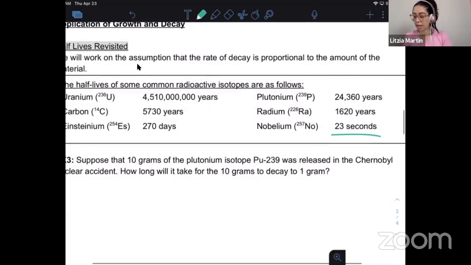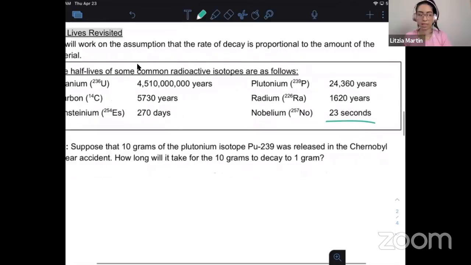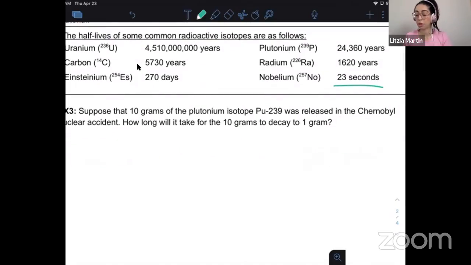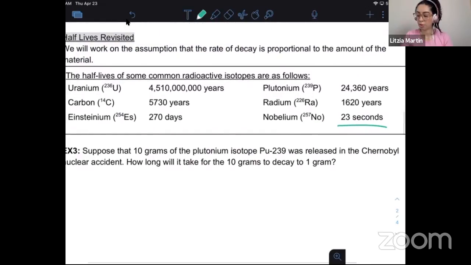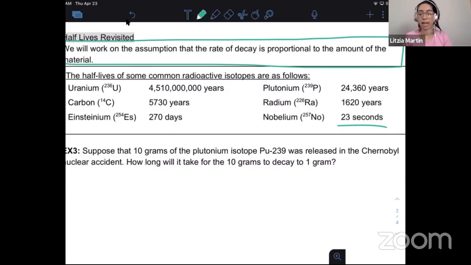radioactive isotopes. And for our example here, it says that suppose that 10 grams of the plutonium isotope was released in the Chernobyl nuclear accident. We want to know how long will it take for the 10 grams to decay to 1 gram. And so I kind of skipped over this phrase up here. This is kind of important. It says we will work on the assumption that the rate of decay is proportional to the amount of the material. So rate of decay is proportional to the amount of material, obviously. So that is telling us that we can use the theorem.